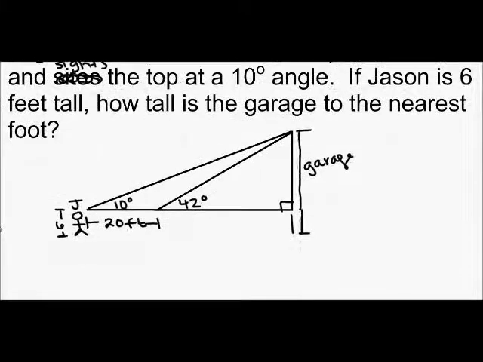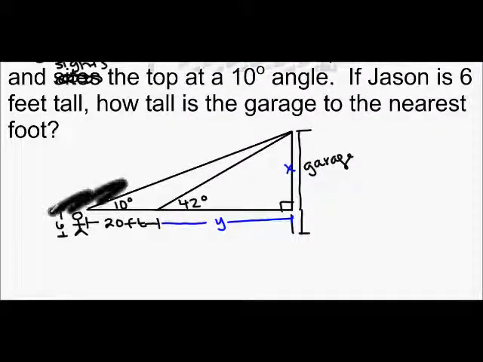Okay, so we have 2 unknown lengths here that we need in order to solve this problem. We're looking ultimately for the height of the garage, and we need to know this portion here. So I'm going to call that X. And we also don't know how far away Jason was when he first measured that 42-degree angle.